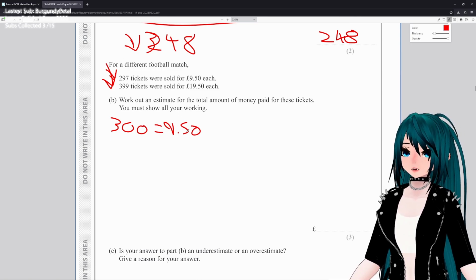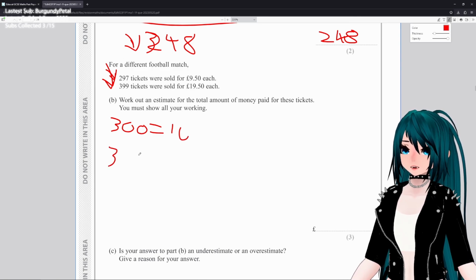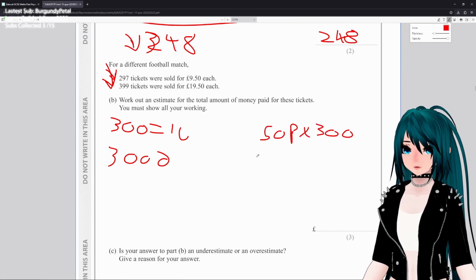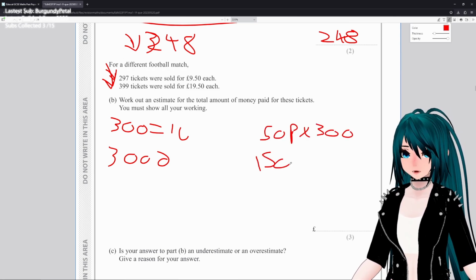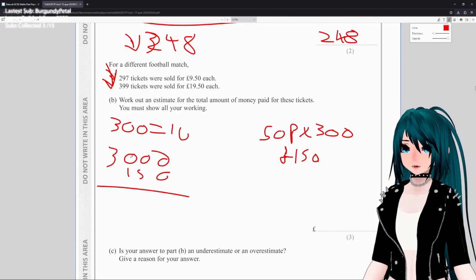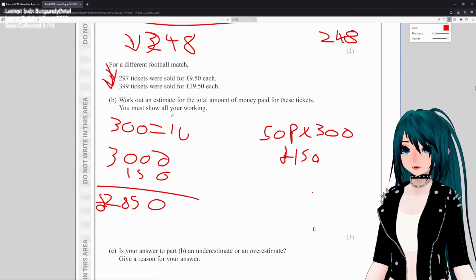Would it be better for me to work this out at 10, which is 3,000, right? 300 lots of 50p is 150, right? Pounds. So we just take away 150 from this. 2,850. Okay, that's not even the full price, because then I need to take off 3 times this.